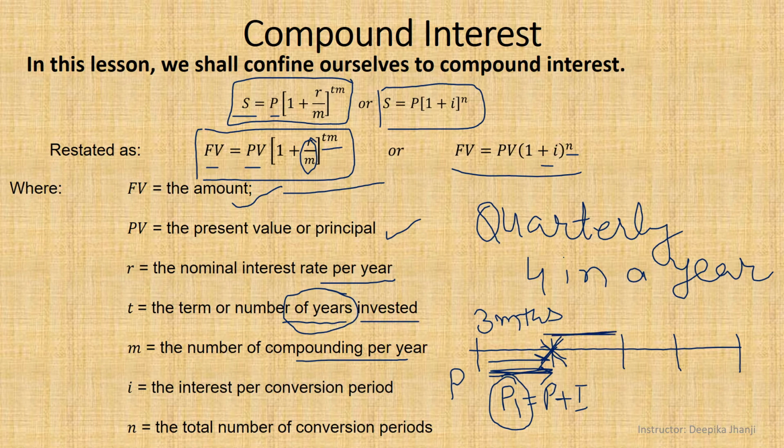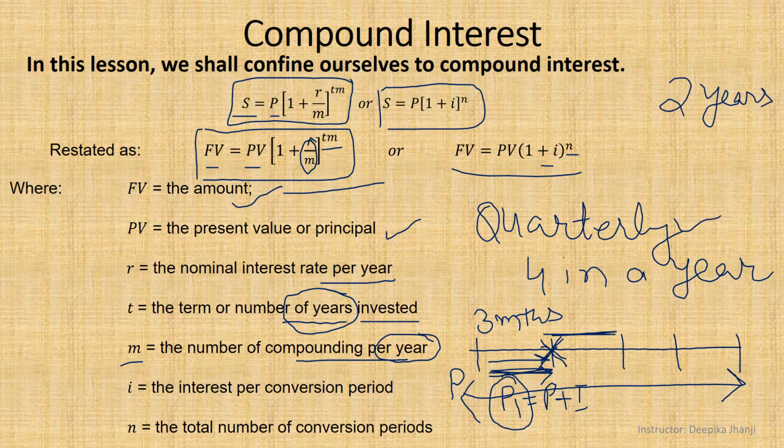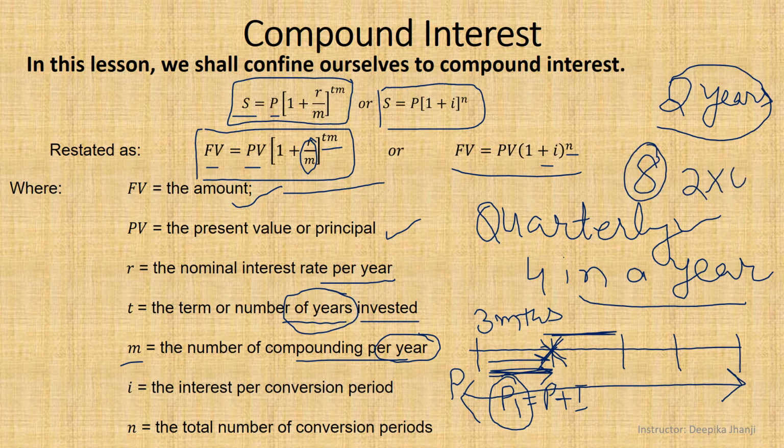Okay, so number of conversions means how many times in a year the principal changes, that is M. Number of compoundings per year, this is always per year. If the time period is 2 years and the interest is compounded quarterly, that means 4 times in a year, and for 2 years period the interest will be charged 8 times, right? So 2 times 4, that becomes 8. So M is 4 for a year.